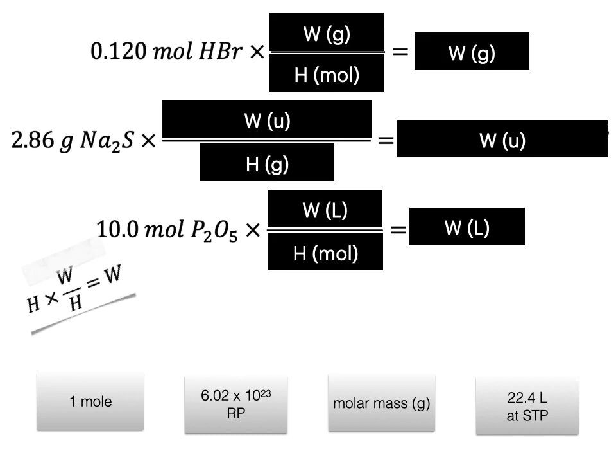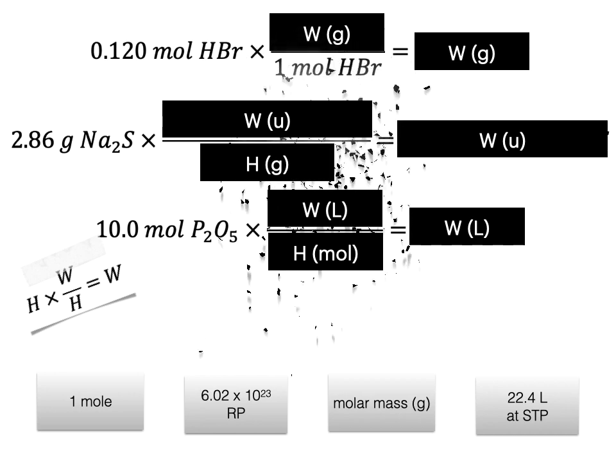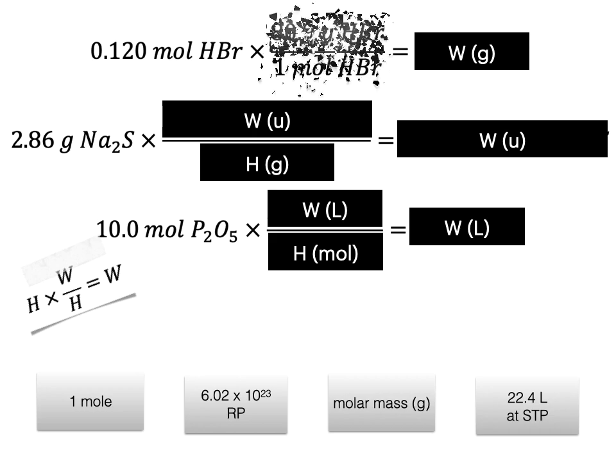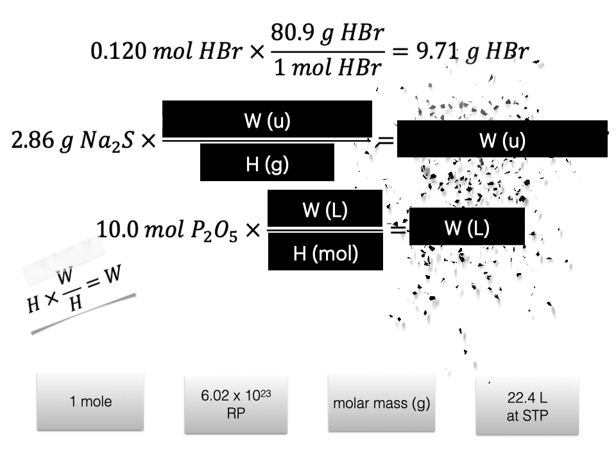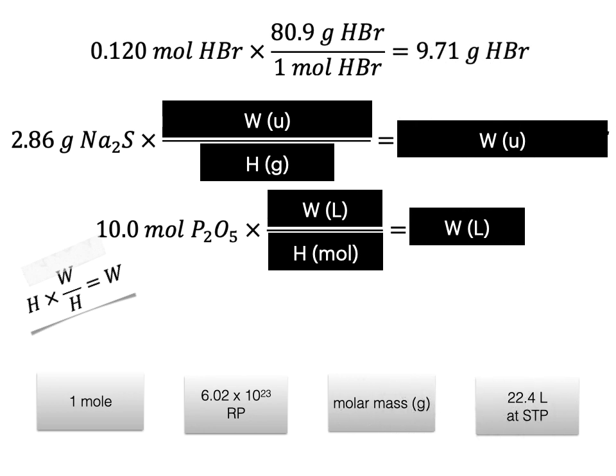All right, the next problem. How many grams are in 0.120 moles of hydrobromic acid? I did not give the formula for hydrobromic acid, so you had to figure it out as HBr. Now, this time I want grams, so I'm going to put molar mass on the top, and I have moles, so I'm going to put 1 mole of HBr in my denominator. My numerator has to be the molar mass, which is H plus Br, which is 80.9 grams. Now I do the math, 0.120 times 80.9 divided by 1 gives me 9.71 grams of hydrobromic acid.